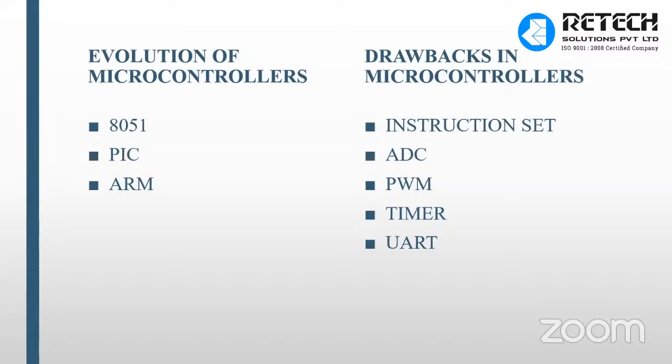Then UART. UART means universal asynchronous receiver transmitter. Why UART is the most important in a controller: before, when we use Arduino, I give the example of the Arduino IDE. If you are using the Arduino IDE, we write some program, like an LED program, and then we upload the program to the microcontroller via one cable.